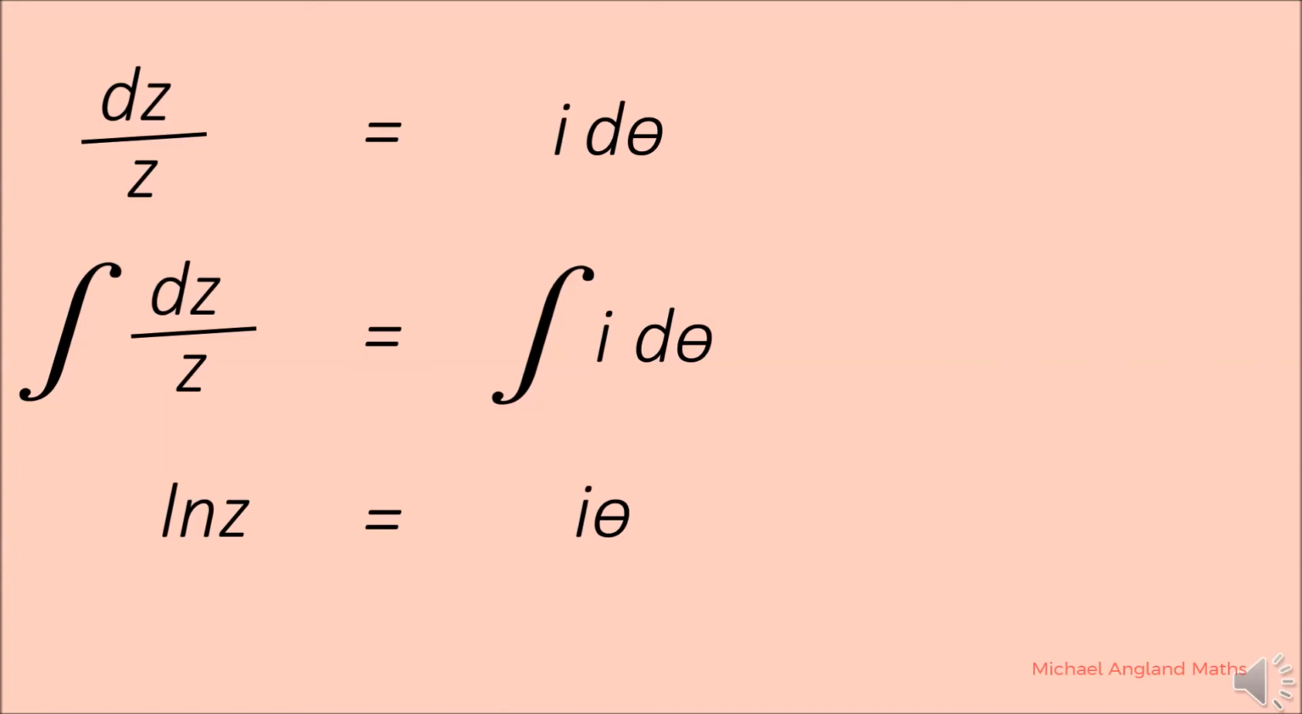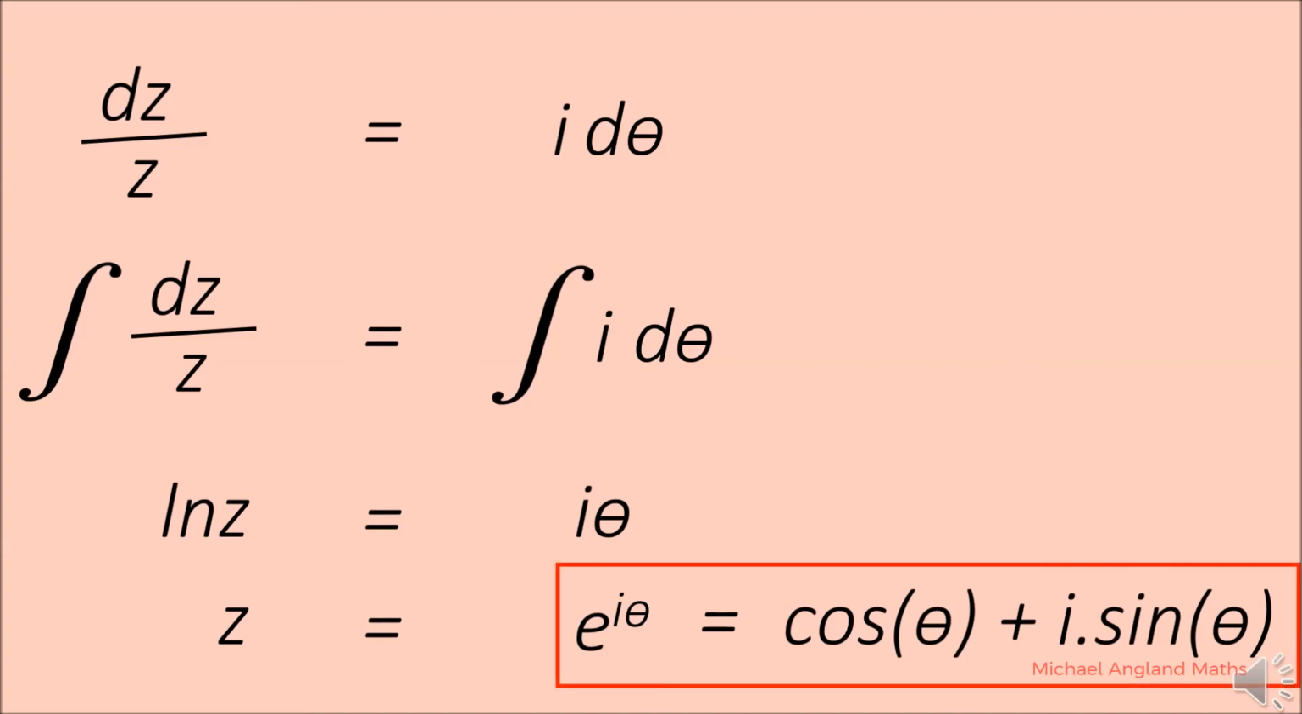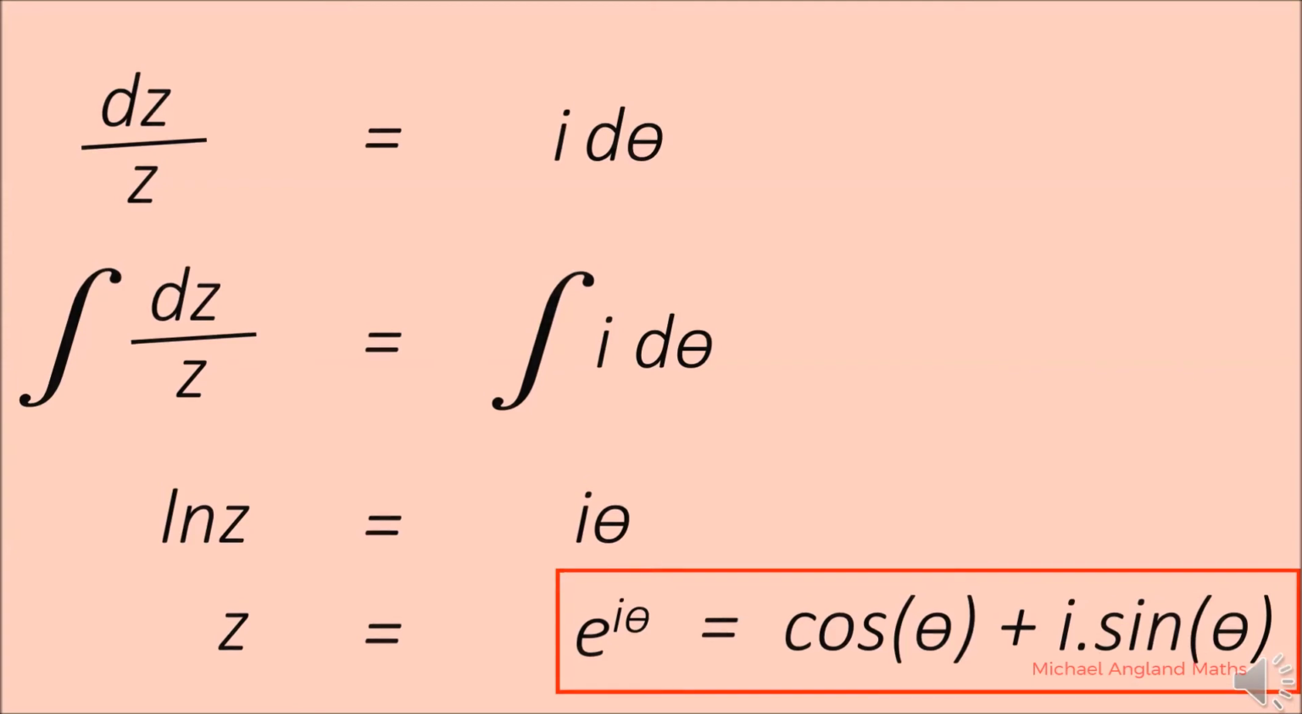Then, onto the next step, we recognize that if we take the exponential of both sides, that gets rid of the natural log on the left, so we have z is equal to e to the i theta. And recall that we started out with z is equal to cos theta plus i sine theta. So here we've shown the relationship between the exponential function and the trigonometric functions. e to the i theta is equal to cos theta plus i sine theta.